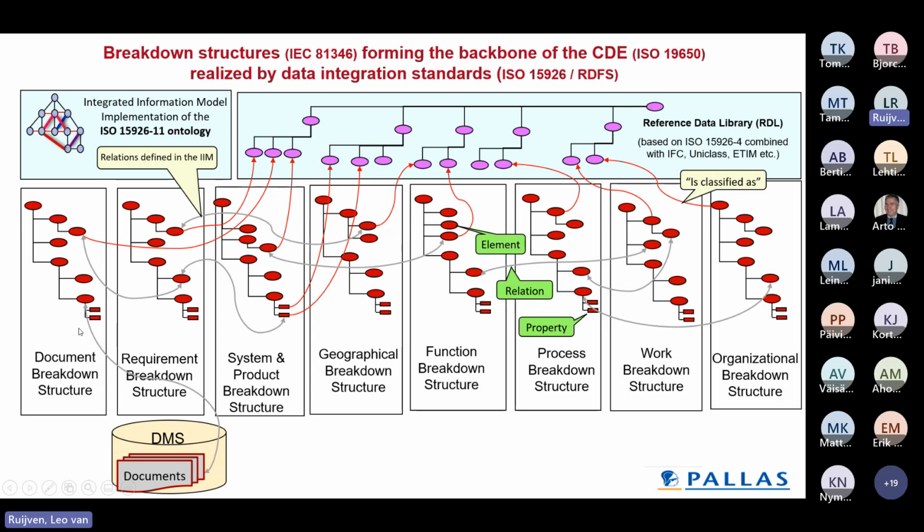Then we connect the documents. We still have a document management system, and we connect the documents to the elements. We have the 3D model, which is fully IFC based. All parties deliver their 3D models according to the IFC standard, and we integrate those 3D models into one. And we connect the 3D objects with the system breakdown and the geographical breakdown structure elements.